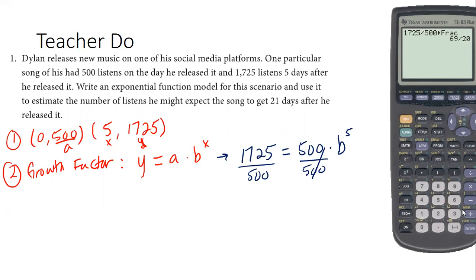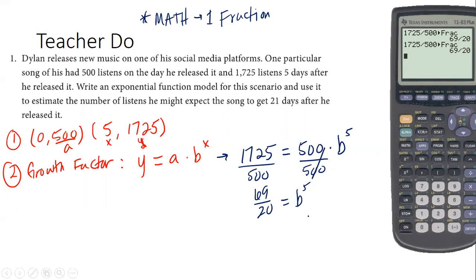Okay, so again, we typed it in: 1,725 divided by 500 to keep it as a fraction, math 1, and then you press enter, and it will give you your fraction form. If you need to make a note to yourself: math, then 1 makes it a fraction. All right, so our reduced fraction is 69 over 20 equals b to the 5.